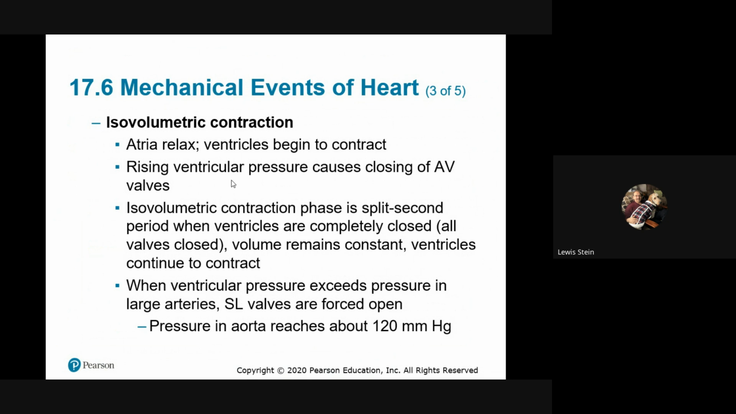So now you have a chamber, the volume is fixed, assuming the valves work properly. And at that point, the pressure is going to start to rise, and eventually that pressure will overcome the resting pressure in the aorta and in the pulmonary trunk, even though the pressures are different, and it will cause those aortic and pulmonic semilunar valves to open, and the blood will start to eject. We call that isovolumetric contraction phase. And notice, it's super rapid. That's why that heart sound is so loud. It happens so distinctly. The ventricle is completely closed. All valves now are closed.